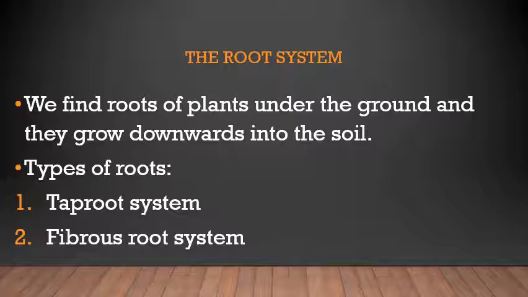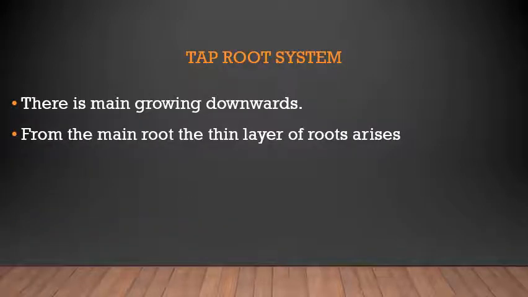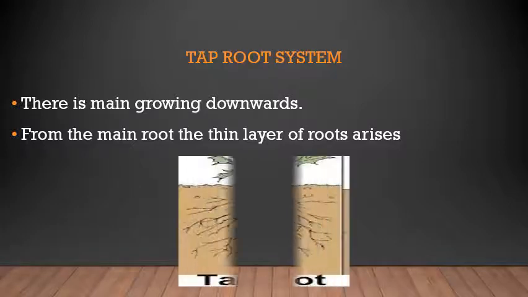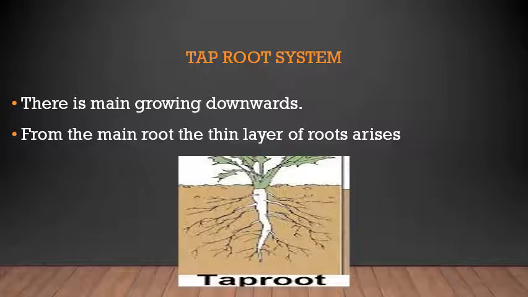Now in this root system there are two types of root systems. That is the taproot system and the fibrous root system, which you are going to learn elaborately in this video. So the root systems are of two types, that is the taproot system and the fibrous root system. First we are going to study about taproot system. In this type of root we can see one main root called the taproot growing downwards. As in the picture you can see, this is the main taproot.